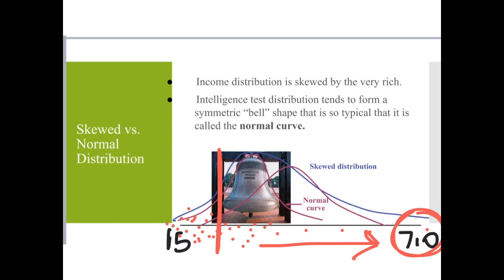Intelligence test distribution tends to form a symmetrical bell, which is more shaped like a normal curve. So here your skewed distribution is this one. Whereas something like intelligence, when we have intelligence testing, people tend to fall along what we call a normal bell curve, which looks a little bit something like this. That's your normal curve, meaning that if this is our average, you have a pretty consistent number of people across the entire gamut.